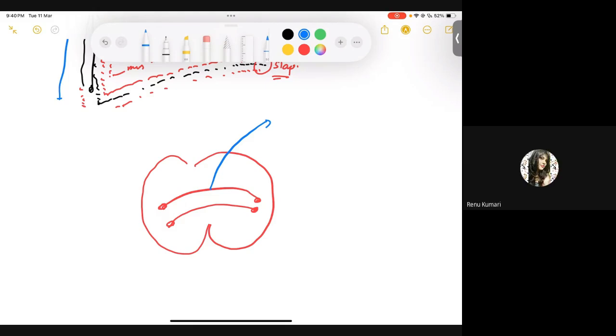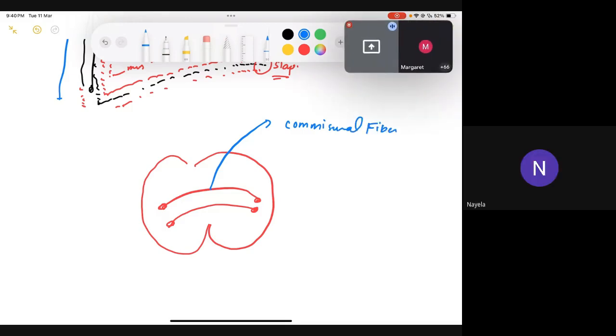Commissures. Perfect. Commissural fibers, right? Commissural fibers.